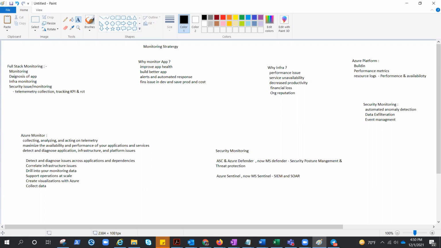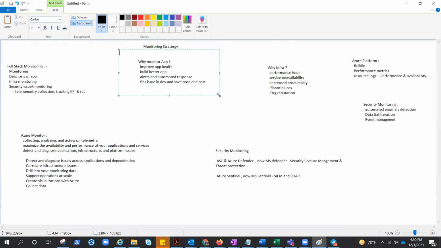So monitoring can help you save cost, it will help you make your application better, and it will help you improve the performance of the application. And that's why we need to monitor our application.